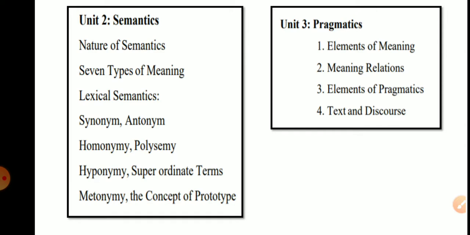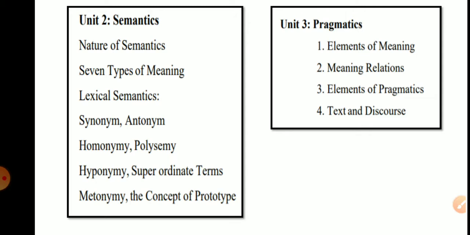So, the second unit is devoted to semantics and there are basically 3 topics in semantics. The first is an introductory unit, then the second topic in semantics is 7 types of meaning and then lexical semantics. We have to finish these 3 topics in the second unit.